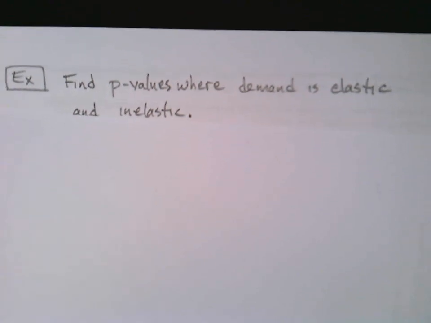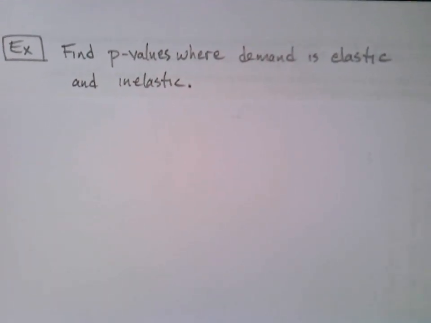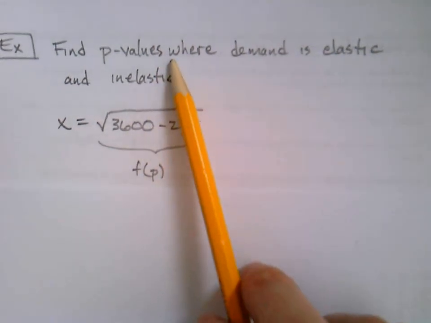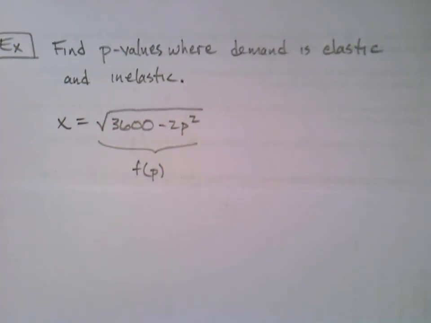I want to end this video just by presenting this question to you. I'll give you a chance to work on it, and then we'll do it together in the next video. Find the values of p where demand is elastic and inelastic. Maybe we just know this demand equation. We're not looking at any one price. We'd like to know what are the price values that would cause it to be elastic or inelastic. Here, x equals the square root of 3600 minus 2p squared. Of course, that's what we think of as f of p.